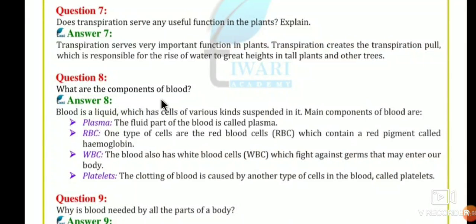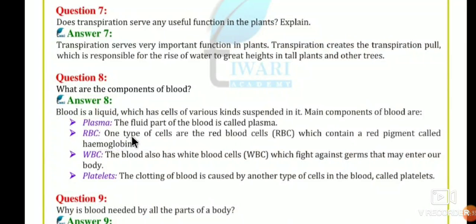What are the components of blood? Blood is a liquid which has cells of various kinds suspended in it. The main components of blood are: the first one is plasma, the second is RBC, the third is WBC and the last is platelets. The fluid part of the blood is called plasma.